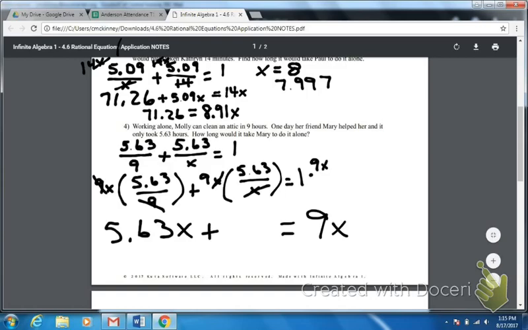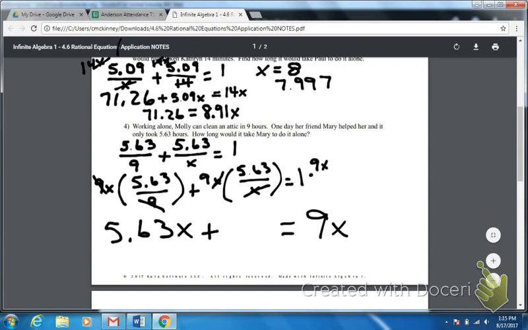All right, so hopefully your setup looks similar to mine, but maybe neater. So 5.63 is the time that they worked together. So that's on top. 9 hours is Molly's alone time. And we don't know her friend Mary's alone time. So the second fraction has an x on the bottom. The first fraction represents the work that Molly's doing. The second one represents the work that Mary's doing. And together they're doing a whole job.